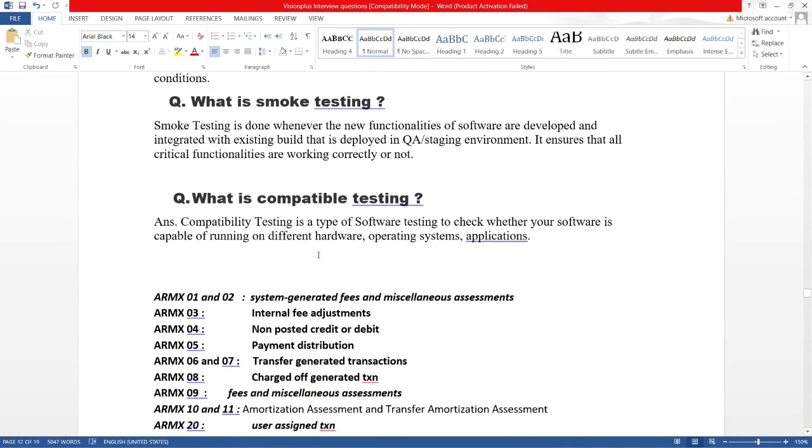Now next is, what is compatibility testing? Compatibility testing is a type of software testing to check whether your software is capable of running on different hardware, operating systems, and different applications.